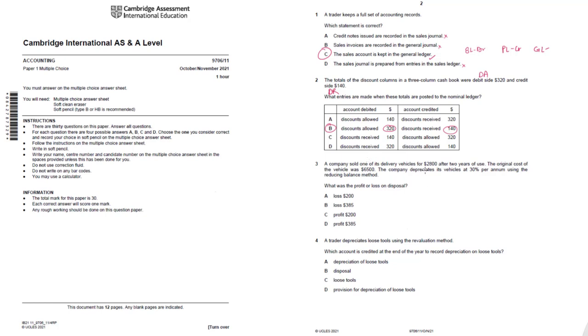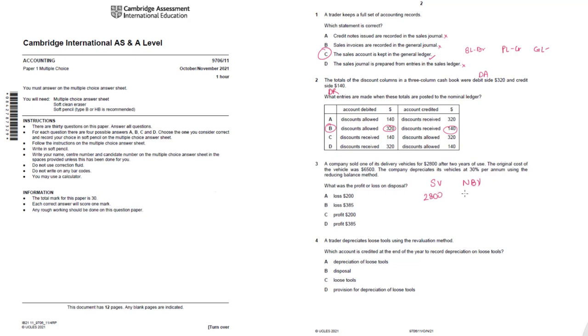A company sold one of its delivery vehicles for 2,800 after 2 years of use. Original cost of the vehicles was 6,500. The company depreciates its vehicles at a rate of 30% using reducing balance method. What is the profit or loss on disposal? So you can compare the sale value with the net book value. Sale value would be 2,800 as given in the question.